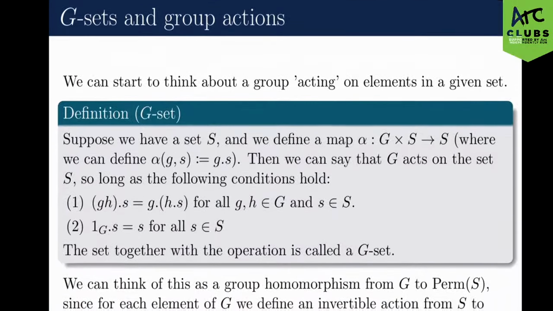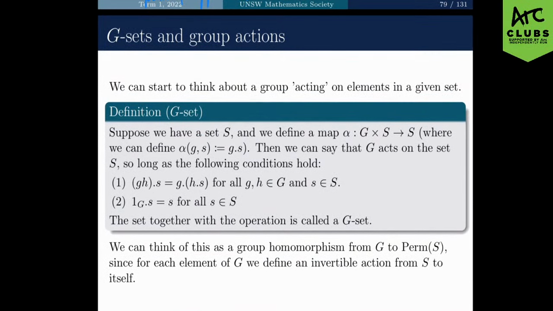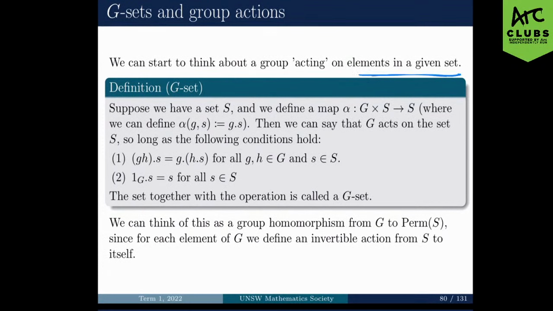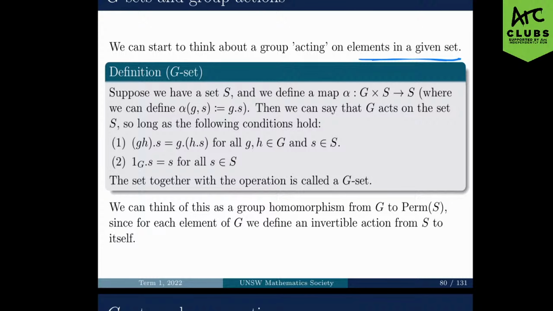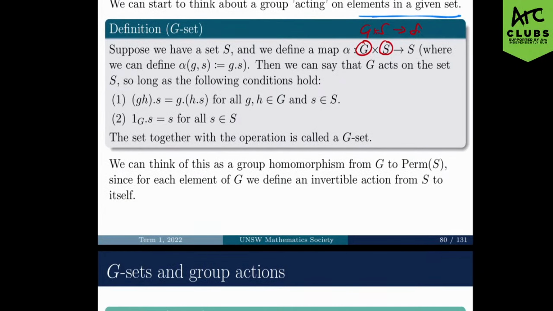We'll move on to G-sets and group actions, which is actually what we're going to focus on. And we won't take too much longer, but we can start to think about a group acting on elements in a given set. And the way we do this is by defining a map such that G acts on that set. So a map from G times S to S. And basically what we do is we write G dot S, where S is an element of the set, G is an element of the group, is equal to some element of that set. Right. So basically we say that it acts on the set as long as this condition holds.